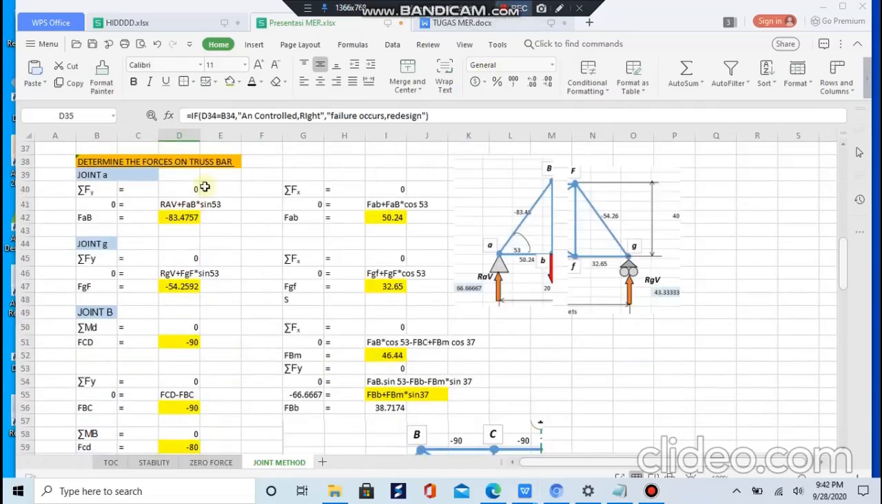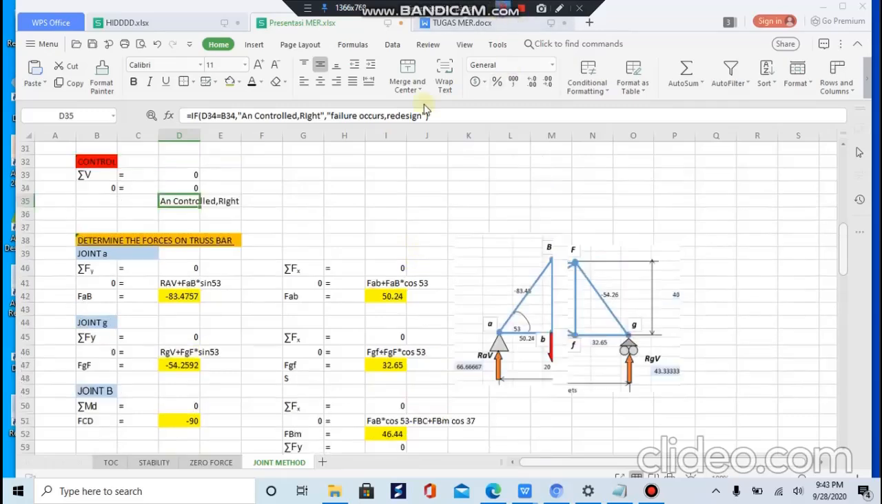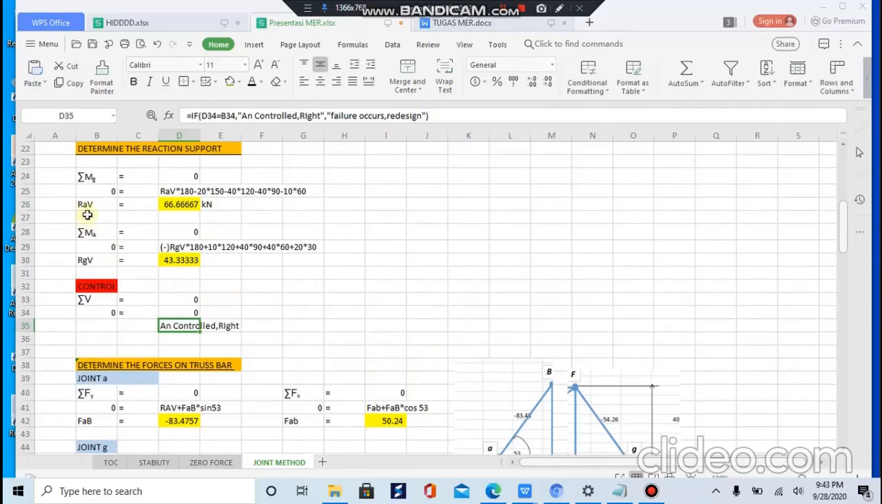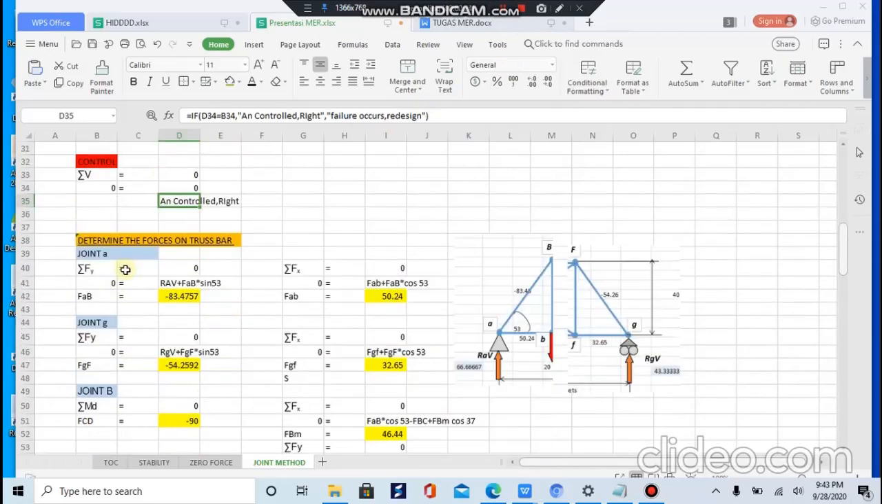Next, we will determine the forces on a truss bar. To get the internal forces of each member, we have to separate each joint and analyze the free body diagram of each joint. We should do it one by one until we get all the members. Because we already have the RAV and RGV, we can calculate the free body diagram on point A and point G.